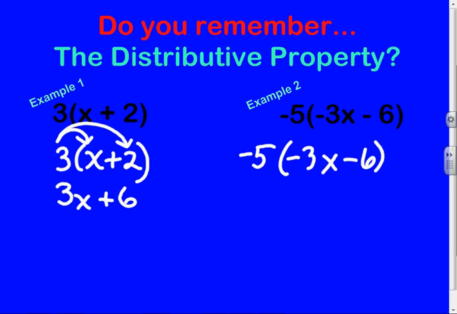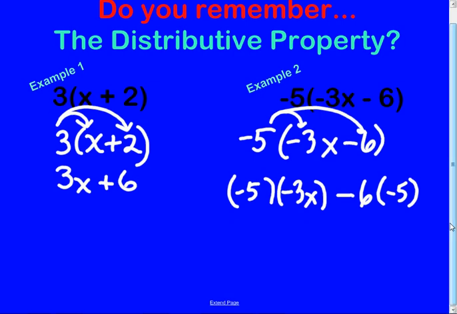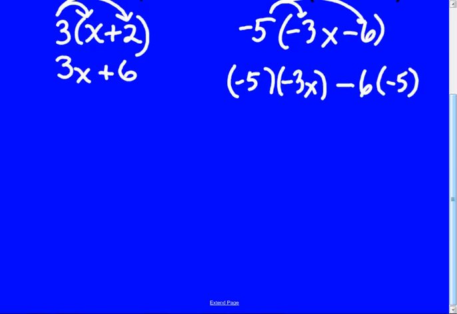This one's the tough one. What happens with this one? You multiply these two together. Why don't I write it out? It's a negative 5 times a negative 3x minus 6 times a negative 5. No? What's negative 5 times negative 3? Positive, that's one mistake. So it's a positive 15x.